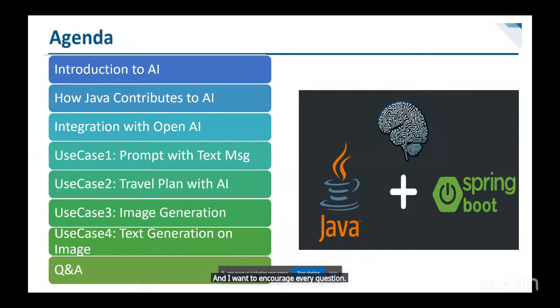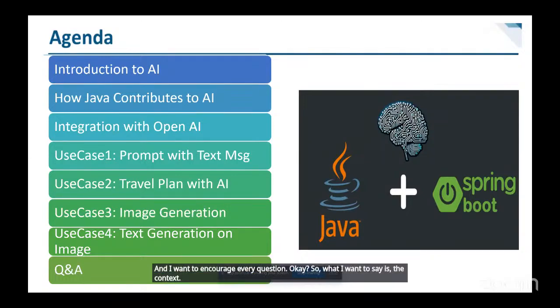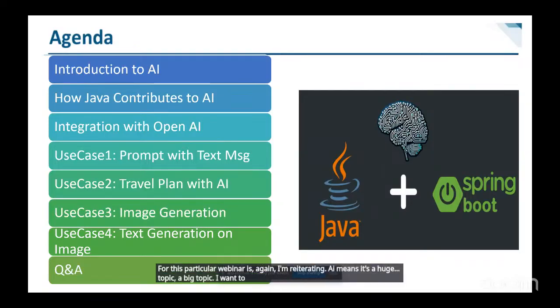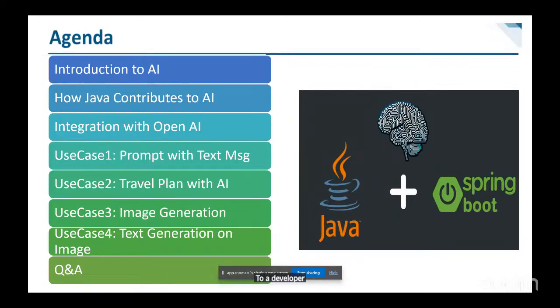Okay. So what I want to say is the context for this particular webinar is, again, I'm reiterating, AI is a huge topic, a big topic. I want to confine the topic to a developer. As a Java developer, how can I contribute to AI? As a Java developer, how will it be useful? So that is the context I'm teaching for. Any other questions or clarifications, I'll talk at the end.